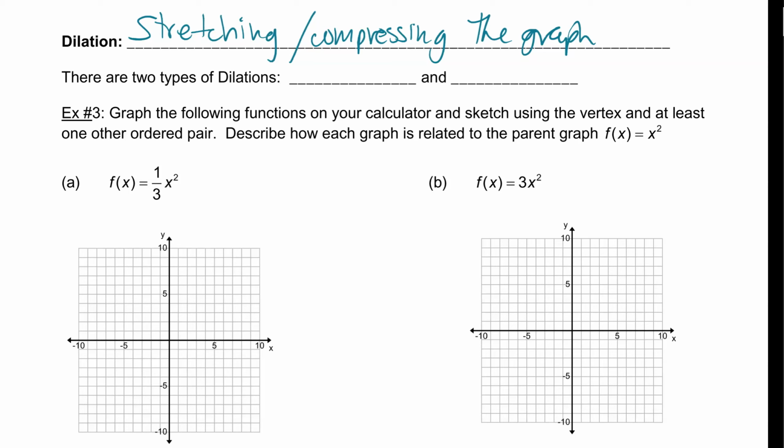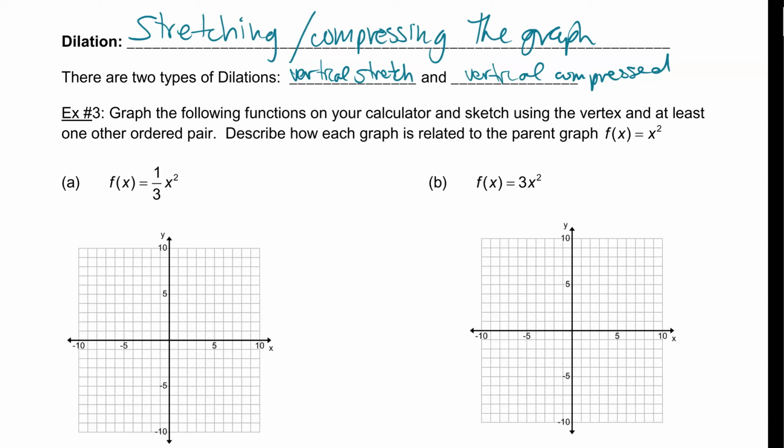All right, there's 2 types of dilation, right? So there's vertical, where you could say it's stretched. Vertical stretch. And vertical compressed. These are the ones we're going to be focusing on. Vertical stretched and vertical compressed. So we're going to graph these equations. We don't really need our calculator because we already know what it's going to look like.